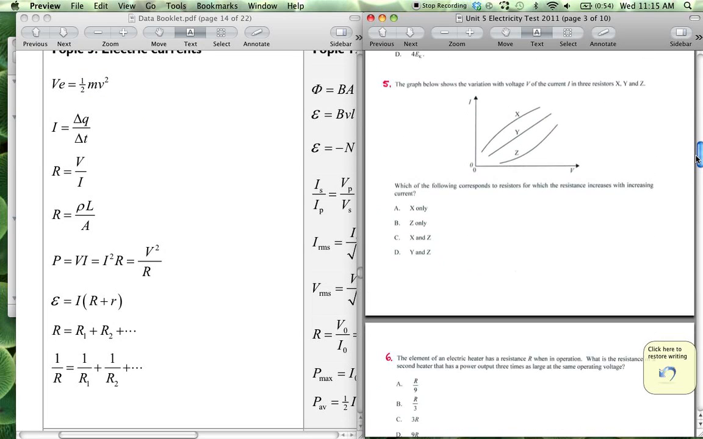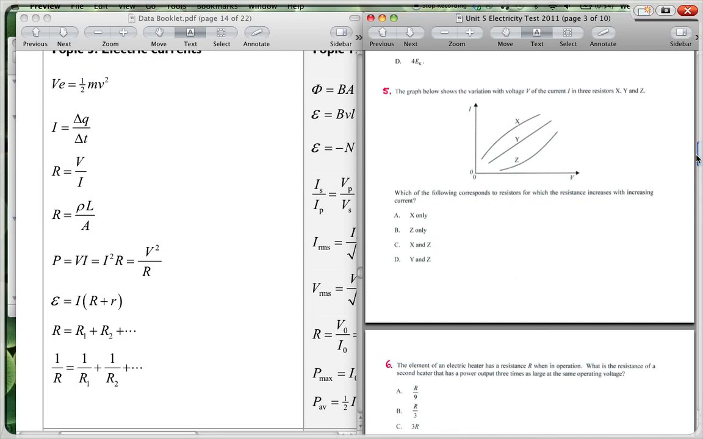Question 5. The graph below shows the variation with voltage V of the current I in 3 resistors X, Y, and Z. Which of the following corresponds to resistors for which the resistance increases with increasing current? Now, we've got I against V. I usually like to do it as V against I. And if I did that, these graphs would look like this.